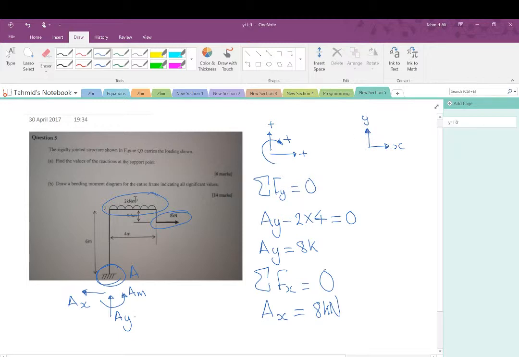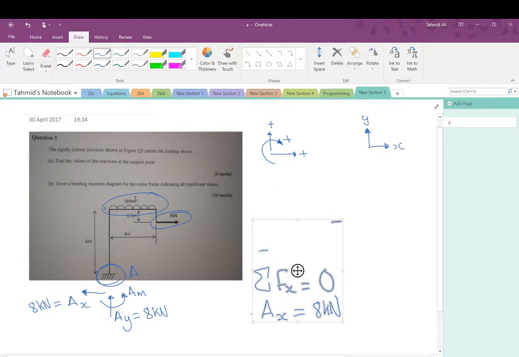Now, I'm just going to write it down here so I can save some space, while keeping the diagram close. AY is going to be equal to 8 kilonewtons. That's right, kilonewtons. And AX is going to be equal to 8 kilonewtons. Okay, so I'm just going to rub this out. Okay, so now I'm going to work out what AM is.